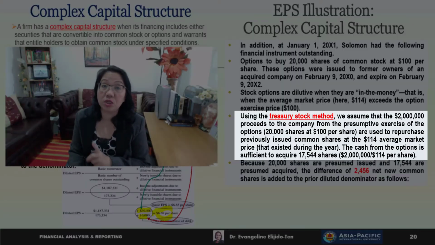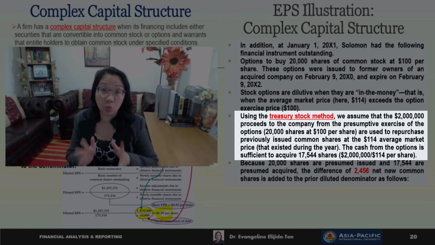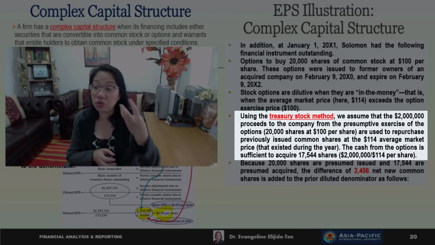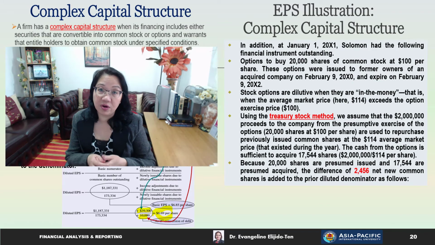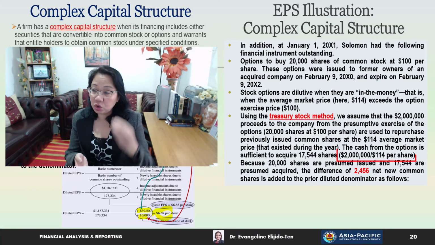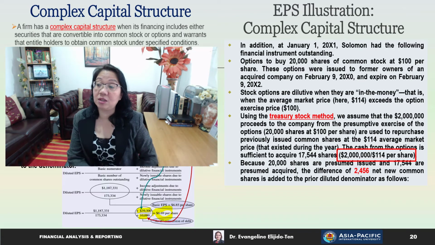Here, we will use the Treasury stock method. We assume that the $2 million proceeds to the company from the presumptive exercise of the options, which is 20,000 shares at $100 per share, are used to repurchase previously issued common shares at the $114 average market price that existed during the year. The cash from the options is sufficient to acquire 17,544 shares. How did we get that? $2 million divided by $114 per share.